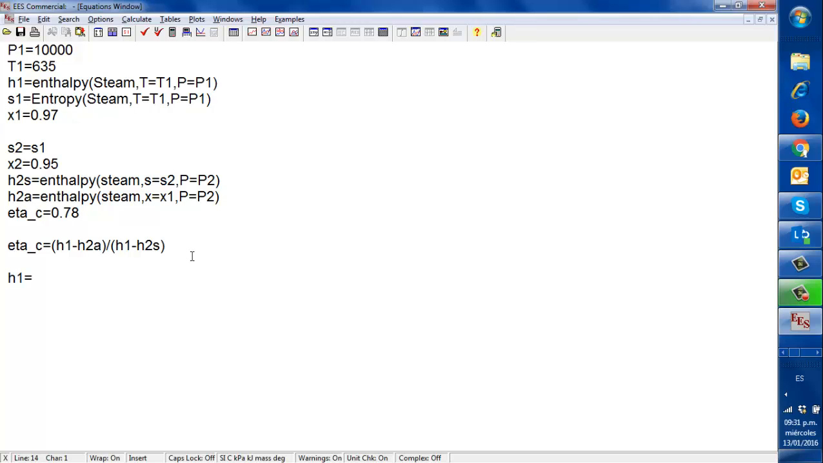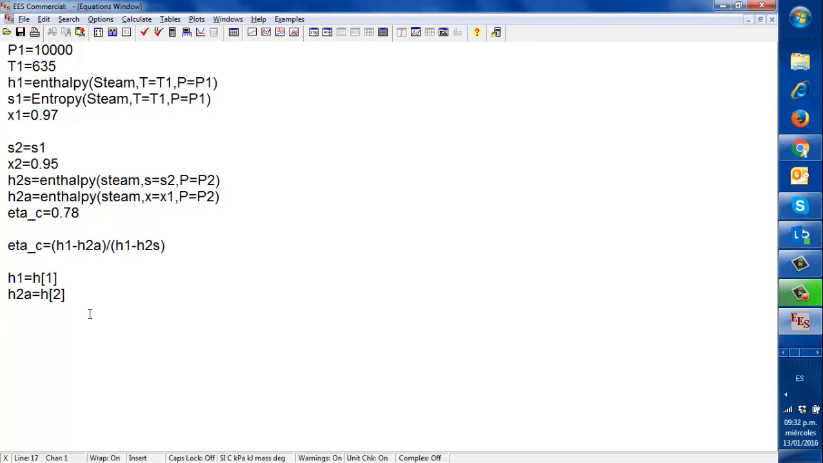H1 equals H1. This second part says that enthalpy is the variable and it's a vector. So I have 1, 2, 3, or 4, or whatever the number of values that vector can have. This time we'll have only 2 values, right? H1, and I will have H2A equal H2. I cannot add any subscript to the array table.